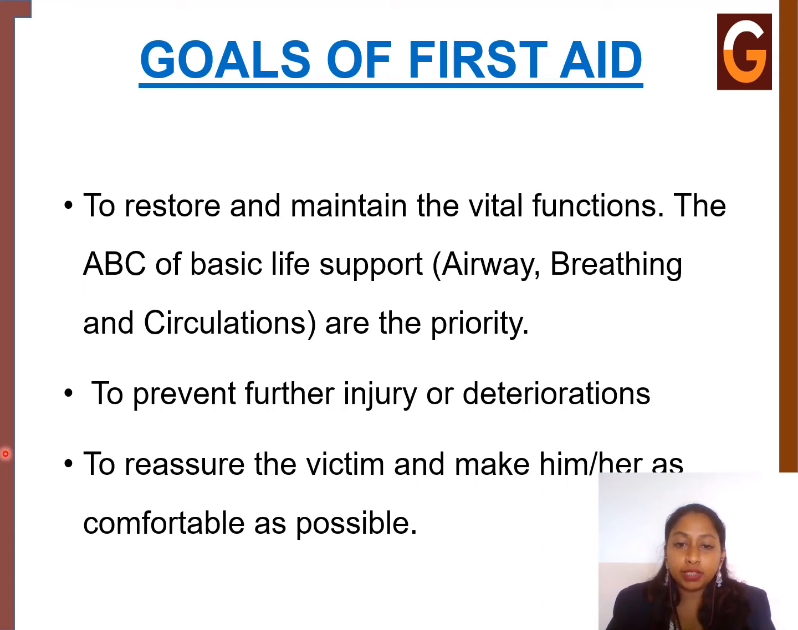Then the third, and it is an important point even though it is third, is to make sure the victim is as comfortable and as calm as possible, because in any kind of situation like this, the panic will be more. The patient or victim will not be able to listen to you. So we should make sure the victim listens to us, so that we can make them as comfortable and calm as possible. Otherwise, if you are giving first aid to this victim, they may withdraw. So reassuring the victim is very important.